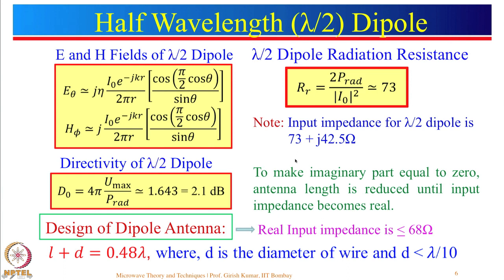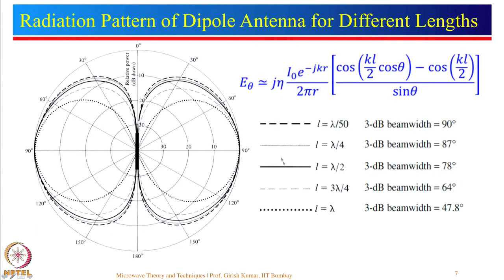So let's see how the radiation pattern of the dipole antenna varies for different lengths. So this is the case when it is a very, very small dipole antenna. For that, the 3 dB beamwidth is about 90 degrees. As the length increases, as you can see, from lambda by 50 to lambda by 4, lambda by 2, as the length increases, you can see that the half power beamwidth decreases. So that means gain increases.